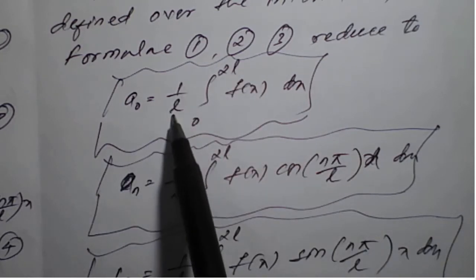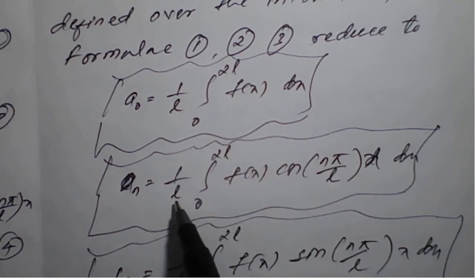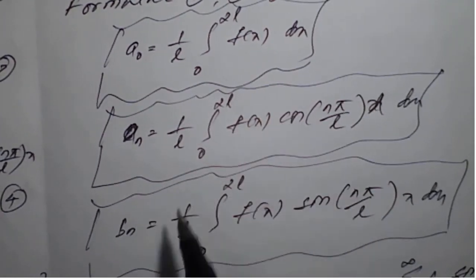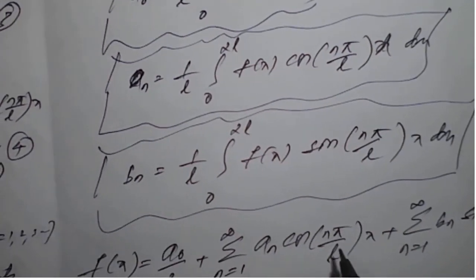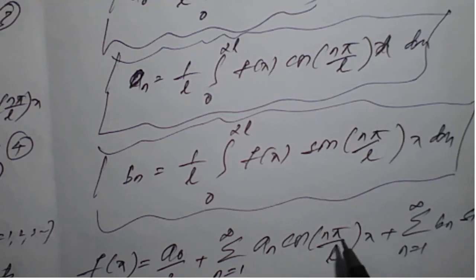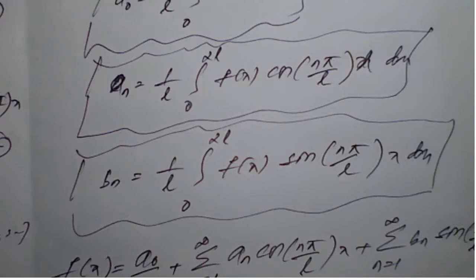So 0 to 2 pi, and again these formulas reduce: a naught is equal to 1 upon pi, 0 to 2 pi, and remaining will be the same, and likewise 1 upon pi, 0 to 2 pi. This expression also will change. L will be replaced by pi, so n pi upon pi, pi cancels, n x is left. So we'll see how to write that.